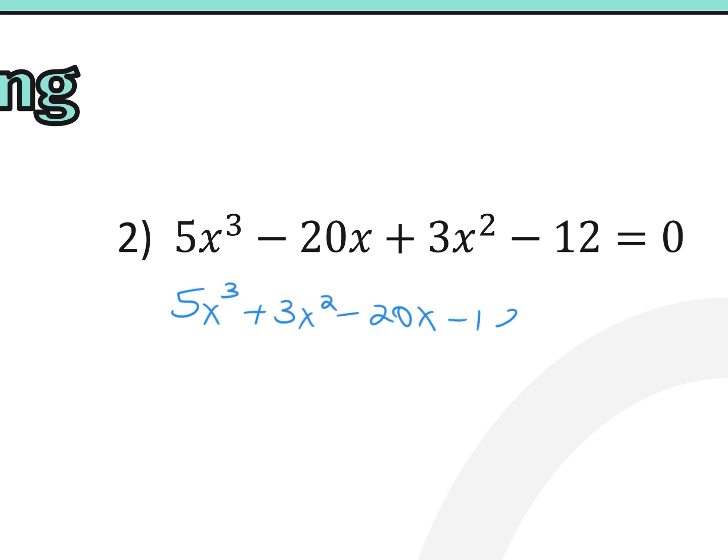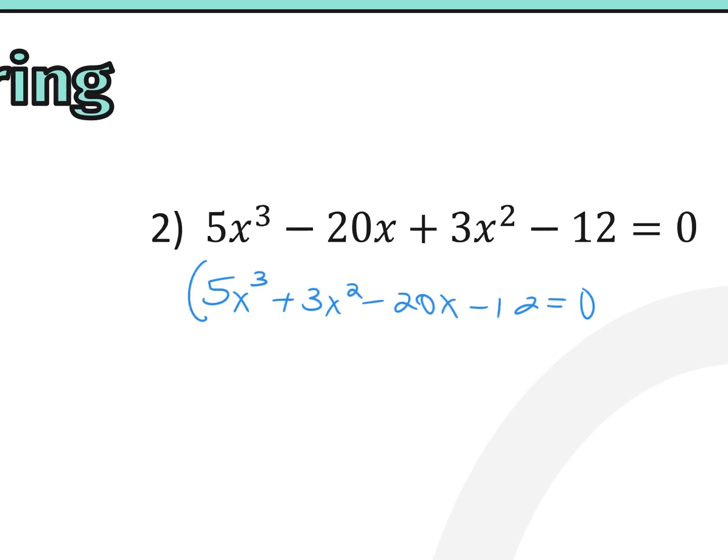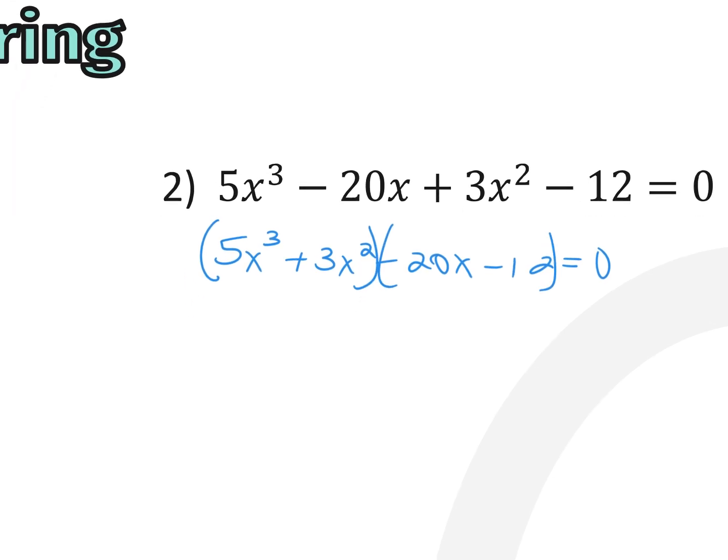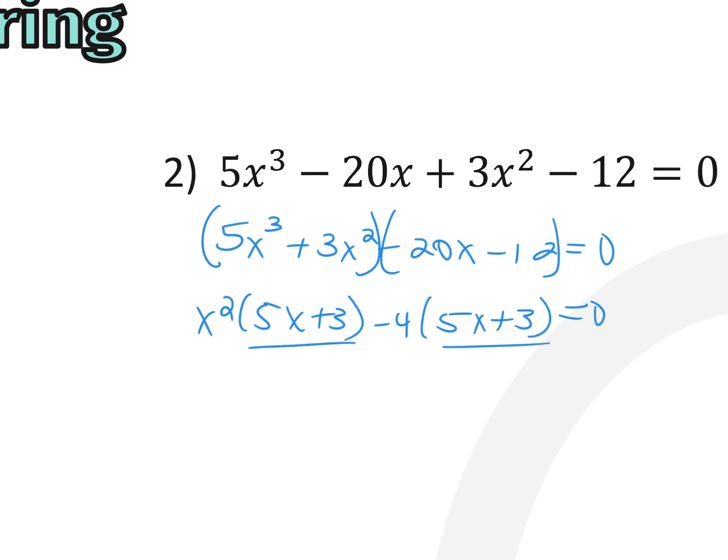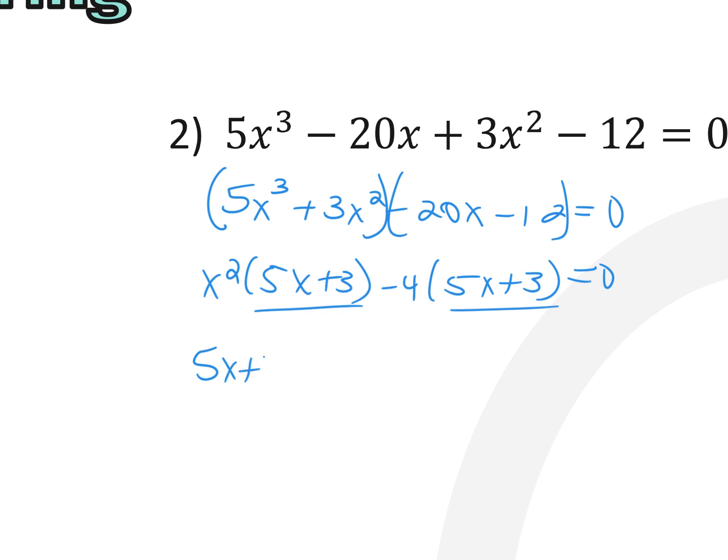All right, this tells you to factor. How do we factor when there's 4 terms? Group. There's no GCF, so you group the first 2, you group the second 2. What can I take out of 5x cubed and 3x squared? X squared. We're left with 5x plus 3. What can I take out of negative 20x and a negative 12? Negative 4, and we're left with 5x plus 3. That means we grouped it properly because this is the new GCF. I have 5x plus 3 in one parenthesis, and I have x squared minus 4 in another.